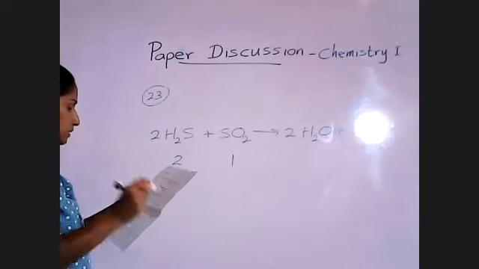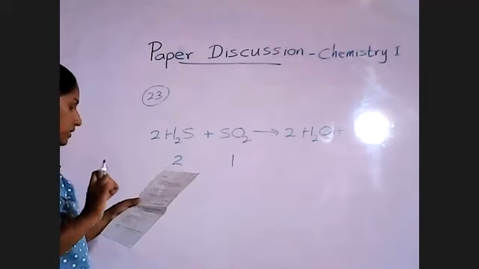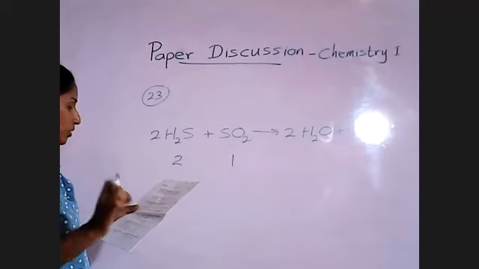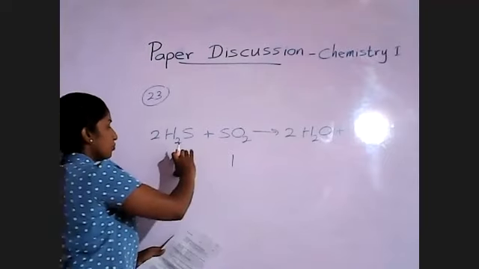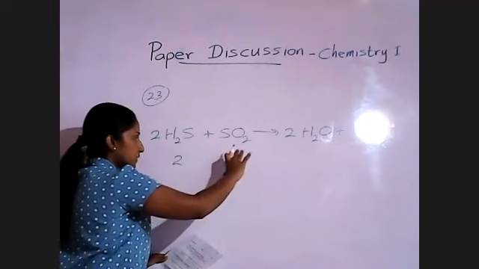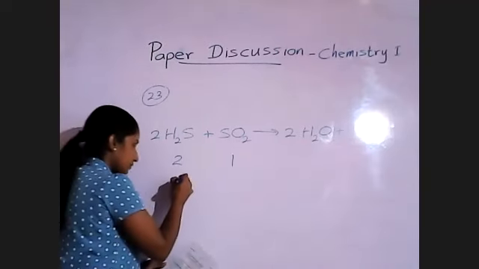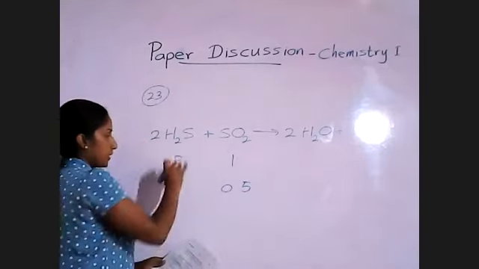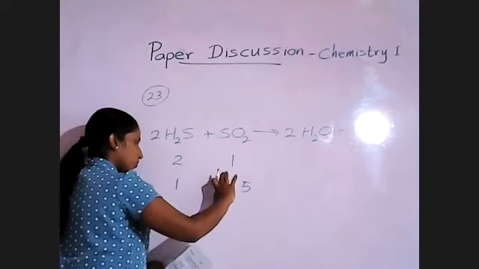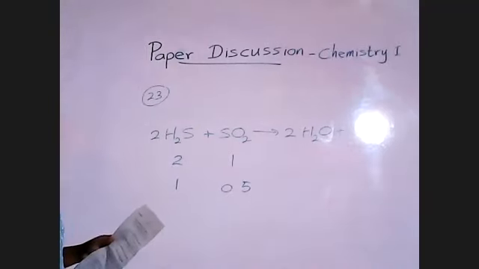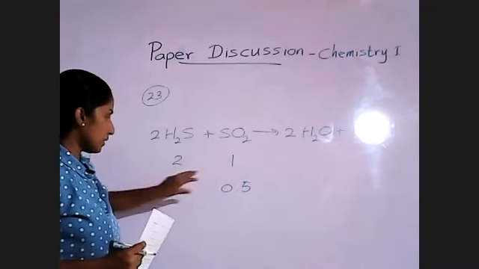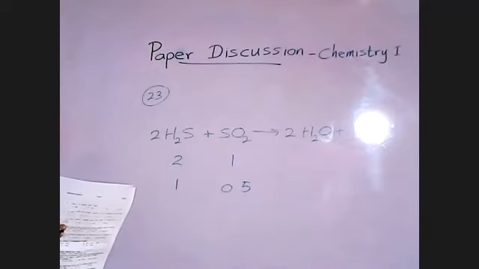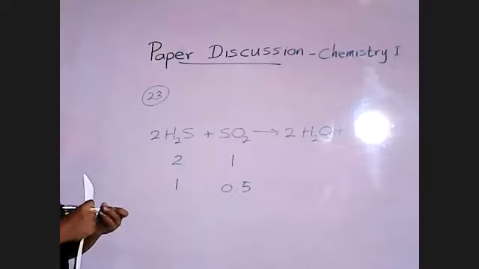But they have asked the amount of moles of sulfur dioxide that reacts with 1 mole of hydrogen sulfide. With 2 moles of hydrogen sulfide, it reacts with 1 sulfur dioxide. Then with 1 mole, how many moles? 0.5. If this becomes half, this part also should become half. If it is 2 to 1, then 1 to half, 0.5. What is the answer? First one.